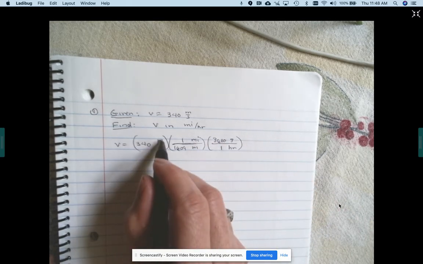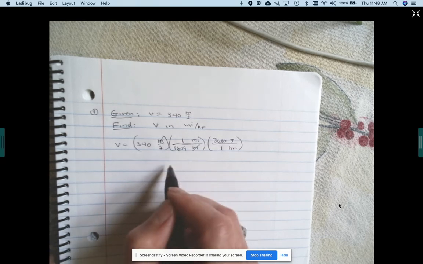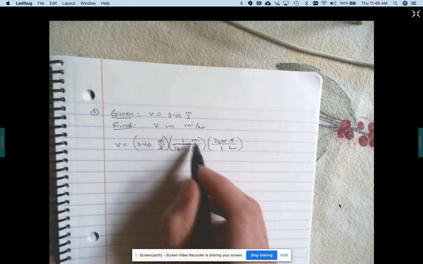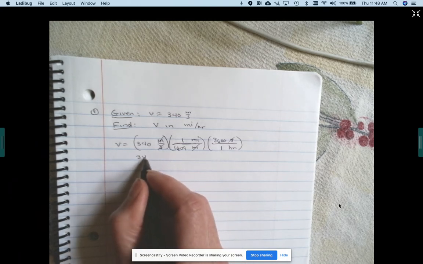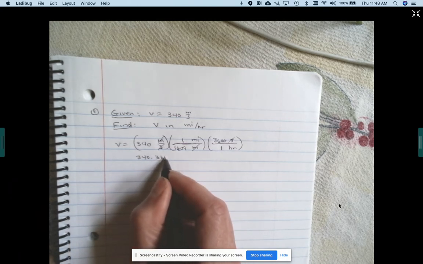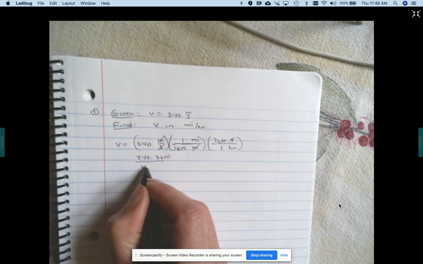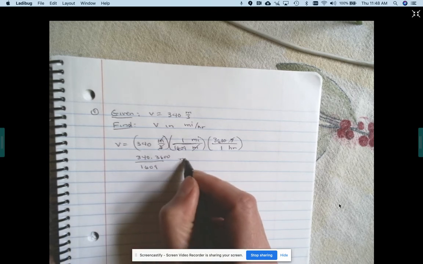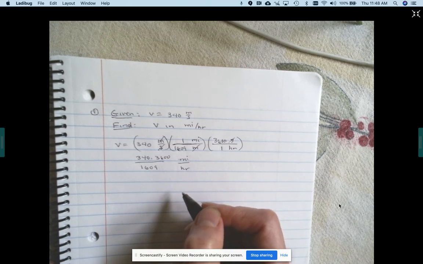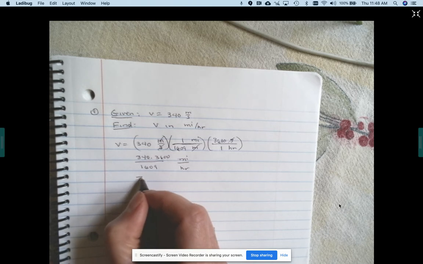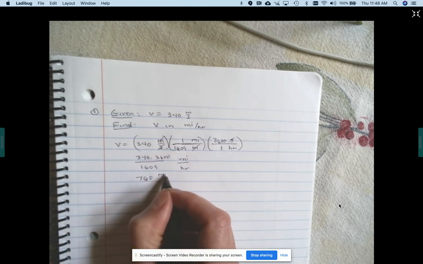Okay, so I have to look at my units, cancel those out as a check. So the meters go away, the seconds go away. I'm left with miles per hour. And then I can take my numbers out. So 340 times 3,600 divided by 1609, and I get left with miles over hours. And if we plug that in, we get about 760 miles per hour.